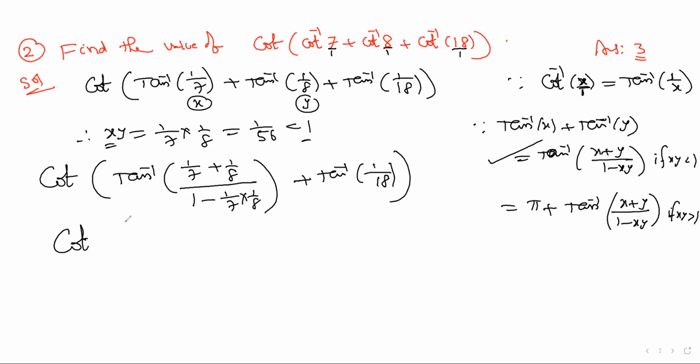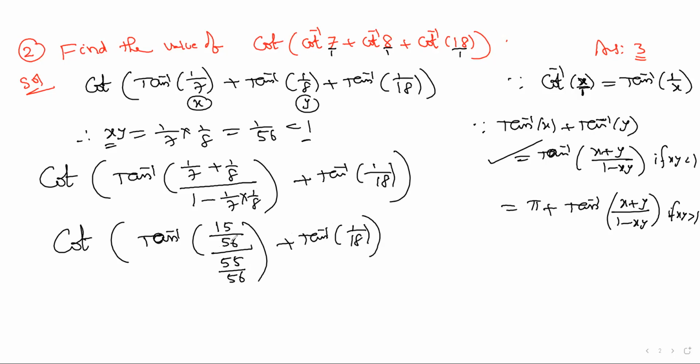So cot of what we get here, tan inverse of. What is the LCM here? 56 LCM. 8 plus 7, 15 by 56. Here the denominator 56 minus 1 is 55 by 56, plus tan inverse of 1 by 18. Here 56 and 56 get cancelled. Here 5 threes and 5 elevens, they get cancelled. Tan inverse of 3 by 11 plus tan inverse of 1 by 18.